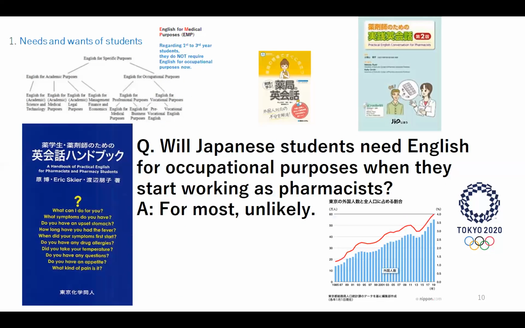They won't use it. Of course, we have the Olympics next year because of Corona, and the number of foreigners is increasing. But there are many handbooks for teaching conversations in the pharmacy. Lots and lots of books like this. This one is pretty good, by Eric Skier, and I have used this as a reference.